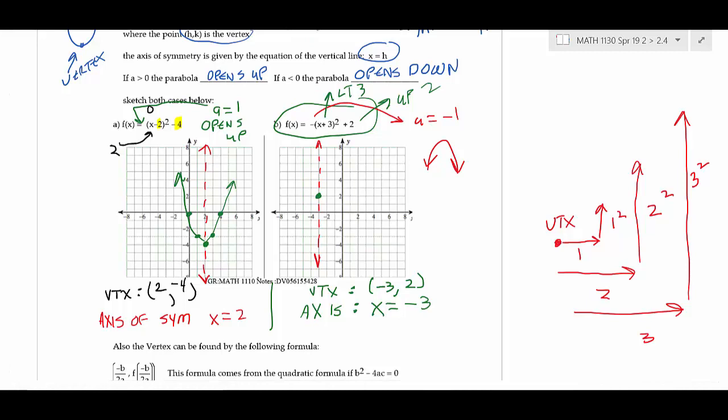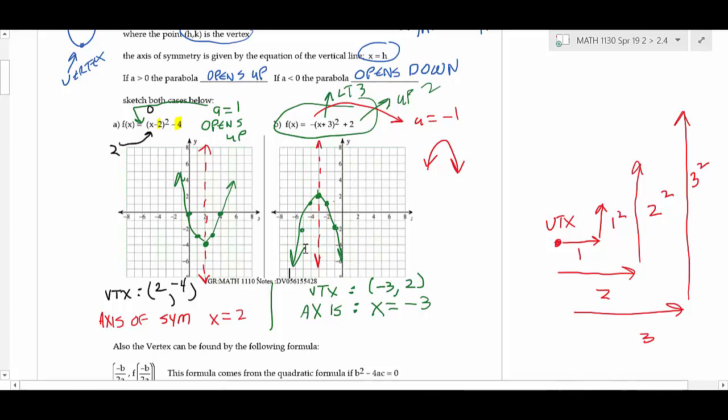To get your points, what you can do is go to the vertex and just go over 1, but now you would go down 1. Then you would go over 2 and then down 1, 2, 3, 4. That's good enough. If you get 2 points on either side of the vertex, you're good. And then, of course, it's symmetrical. So then you've got your graph like that. That's a good, accurate graph. Okay? That's how you want to do that. All right? Piece of cake. Any question?